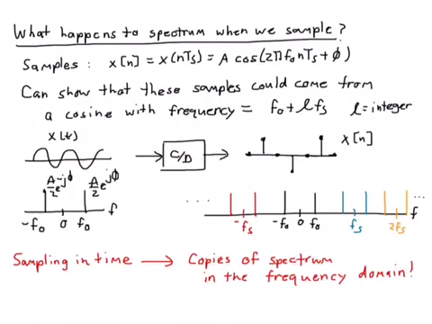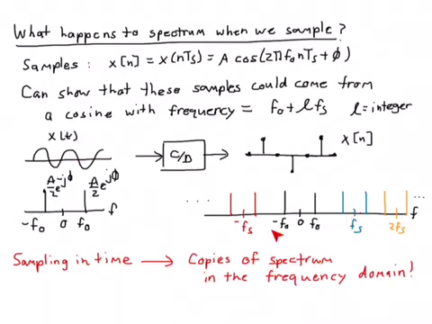Now we can show, and we did in class last week, that these samples could come from a cosine with frequency f0 plus L times f sub s. L is an integer, so these samples could equivalently have come from a cosine of a different frequency, a frequency that is f0 plus some multiple of the sample frequency. What that means is that the spectrum of this sampled signal x of n is periodic.